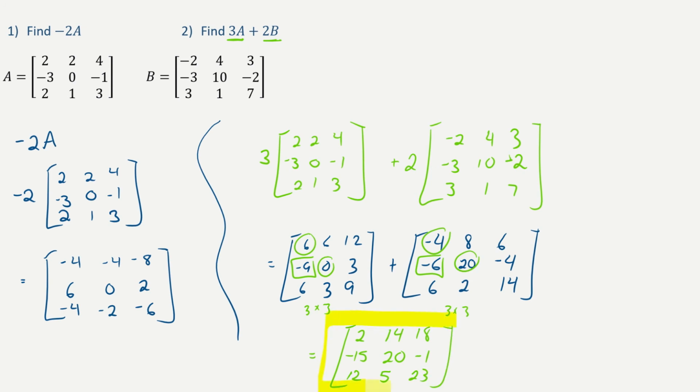So we did the scalar multiplication first in this problem, and then we added them together, making sure the dimensions of the matrices were the same, because you can only add or subtract matrices if the dimensions are the same. And since they're both 3 by 3, we were great to proceed.